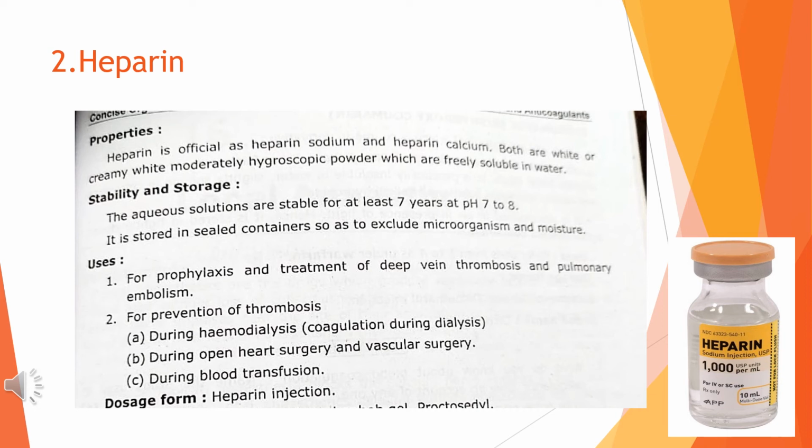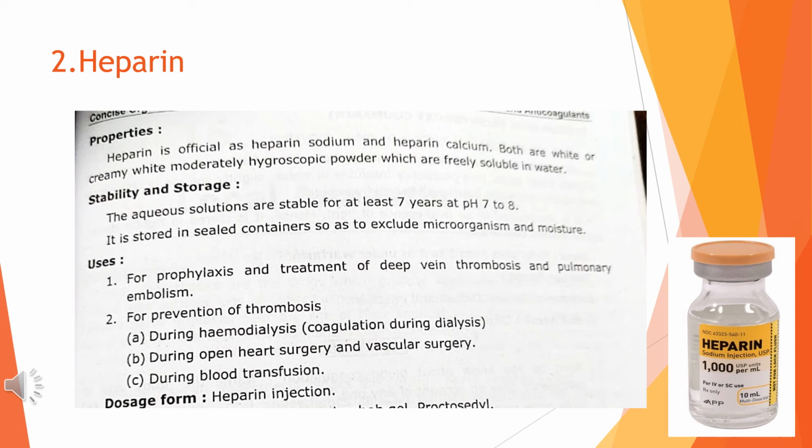Next is the stability and storage. The aqueous solution is stable at least 7 years at the pH 7 to 8. ये 7 years तक stable है at the pH 7 to 8. ये pH maintain करना पड़ता, 7 to 8 pH maintain करेंगे, then only the drug will be stable. Next, it is stored in sealed containers so as to exclude microorganism and moisture. That means ऐसे कंटेनर में रख रहे जहाँ पर moisture और microorganism नहीं है, and it will not attract also.